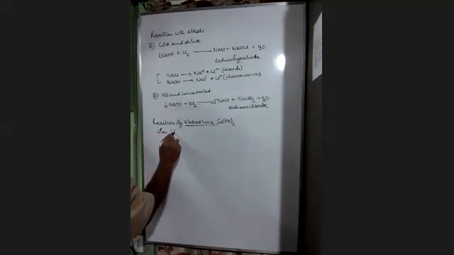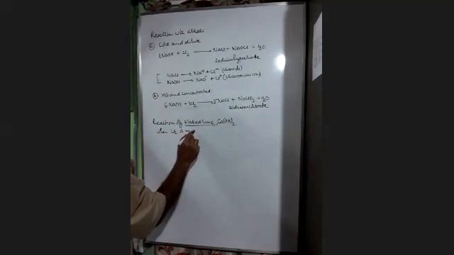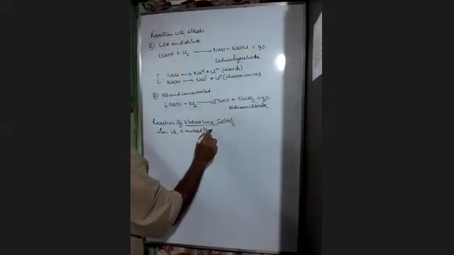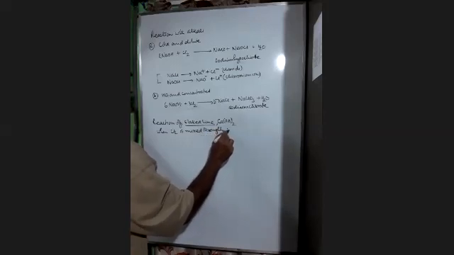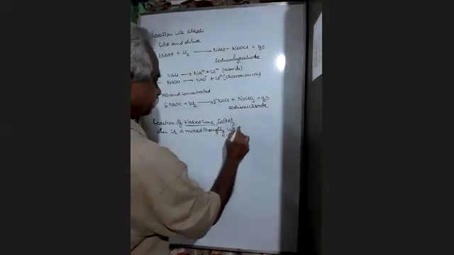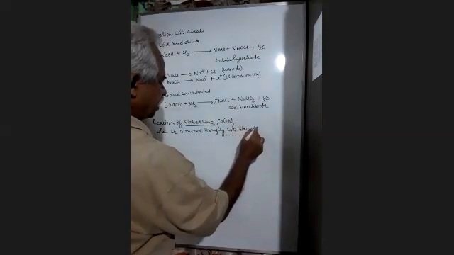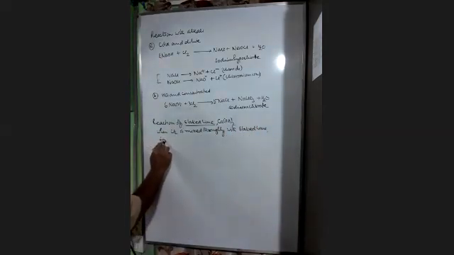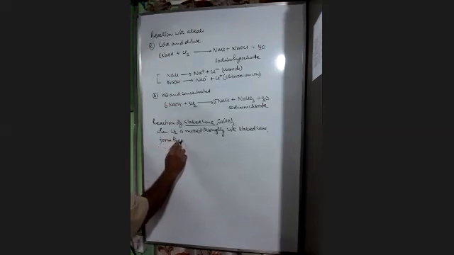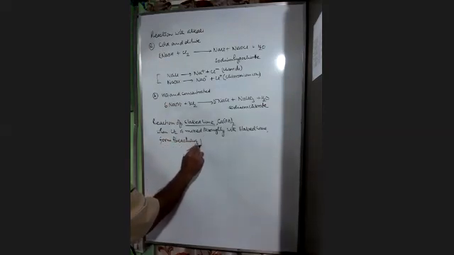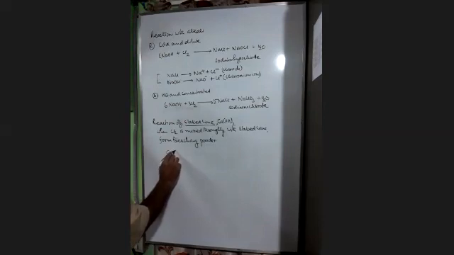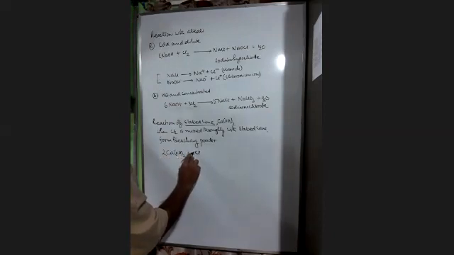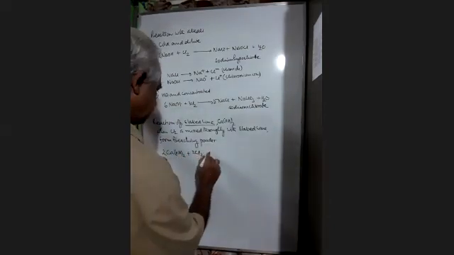When chlorine is mixed thoroughly with slacked lime, it forms bleaching powder. See, it is going to form what?